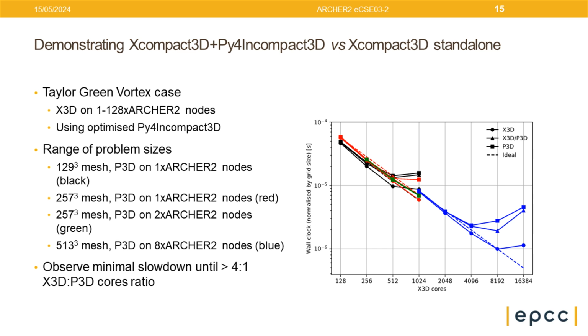Basically, a consistent picture that emerged from this is that there was no appreciable slowdown until Xcompact3D was running on more than 4 times as many cores as Python Xcompact3D, after which you began to notice a significant drop-off in performance. However, at this point, Xcompact3D was already approaching the limit of its scaling for these problem sizes, so there's no appreciable impact for reasonable amounts of resources being used using this external in-situ analysis framework we've developed.